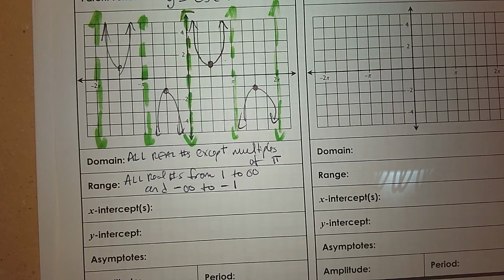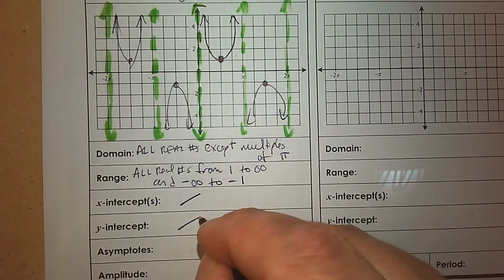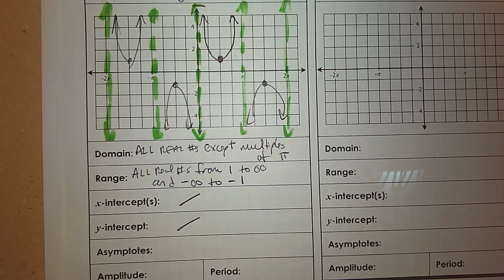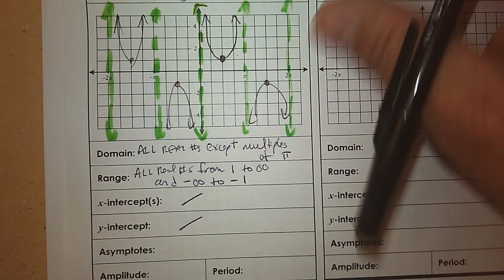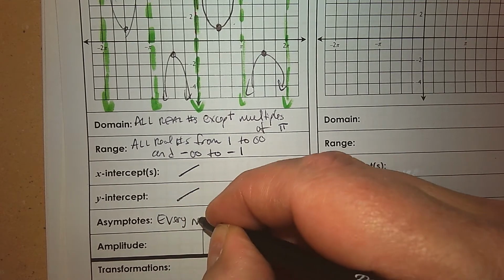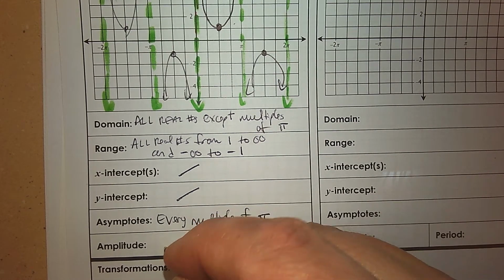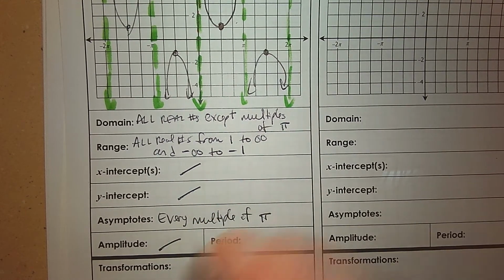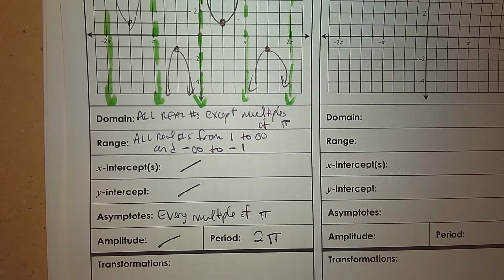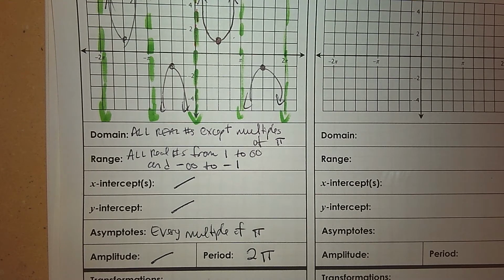The x-intercepts, there are none. It doesn't touch the x-axis. And there's no y-intercepts because it doesn't touch. There's an asymptote over the y-axis. Where are the asymptotes? At every multiple of pi. There is no amplitude because it's not a wave. And what's the period that completes one cycle? So one cycle is one curve up, one curve down, and then the cycle's done. So it needs both up and down to complete one cycle.